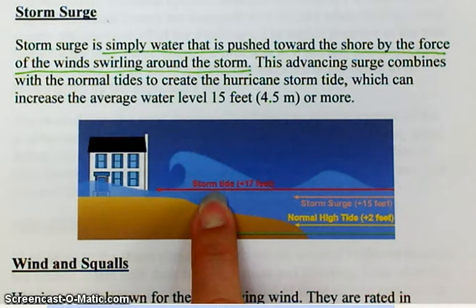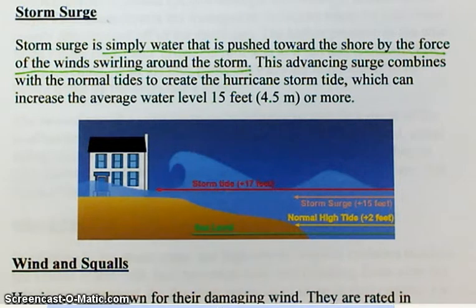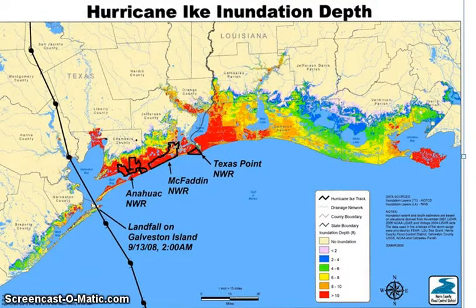I'm going to show you some pictures and some images from Hurricane Ike, which struck the Texas Gulf Coast in 2008. All right, here we have an image. Obviously, it's labeled Hurricane Ike inundation depth. Inundation basically means the depth to which an area is flooded with water.